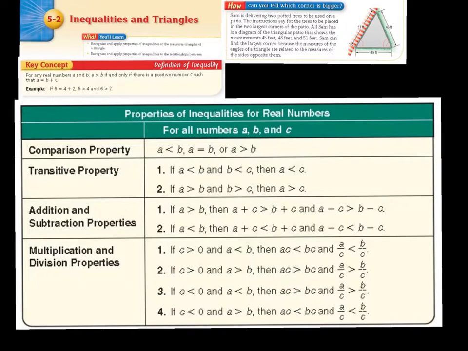The addition and subtraction properties work. If a is greater than b, we can add c to both sides or subtract c from both sides, and it's still true, either greater than or less than. For multiplication and division properties, the only thing we have to watch out for is the sign. If we multiply or divide by a positive, all is well, and the inequality stays the same. If we divide by a negative, then we have to reverse our inequality.